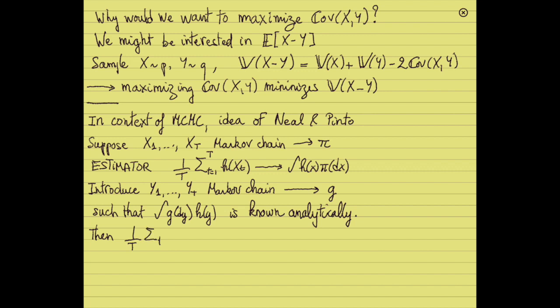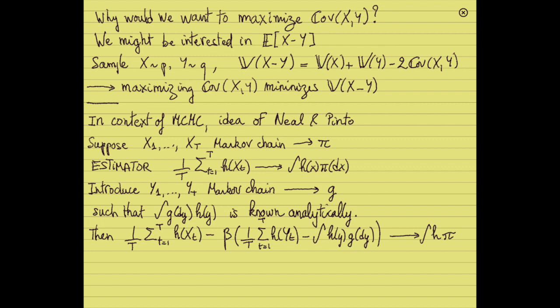So in that case, we can come up with a new estimator for the expectation of h with respect to pi, which is the original estimator minus some beta times the difference between the average of h with respect to the Markov chain y minus the expectation with respect to g. So this will still converge to the expectation of h with respect to pi, because the term on the right hand side goes to 0. This difference goes to 0 as t goes to infinity.